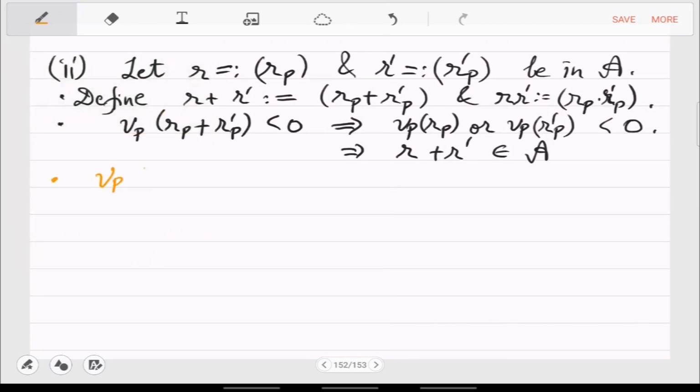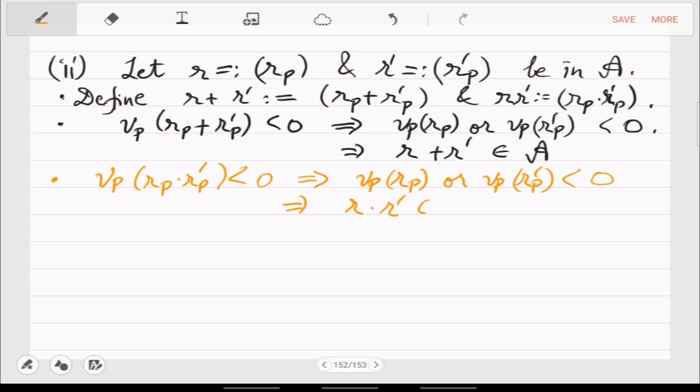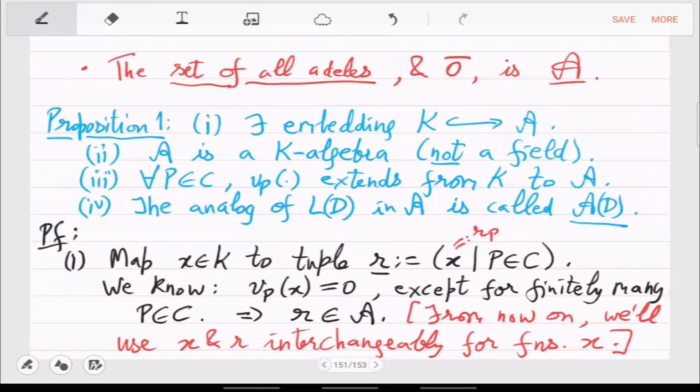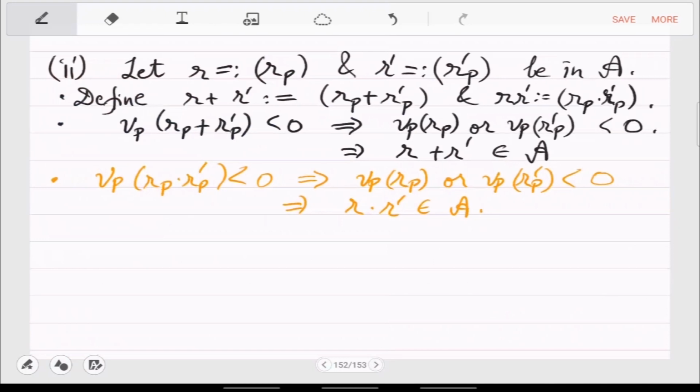And what about the valuation of R_P times R_P prime being negative? This again, since it's a sum, one has to be negative. Same thing. So this again means that the product is an Adele. Right. So we have shown till now three things. One is that the function field is embedded. So in particular, the base field small k is also embedded, and you have addition and product. So you get a big K algebra. Okay, it's an algebra over the function field.